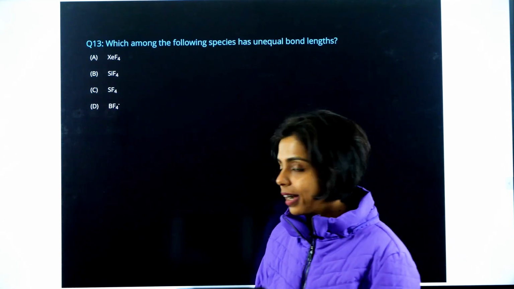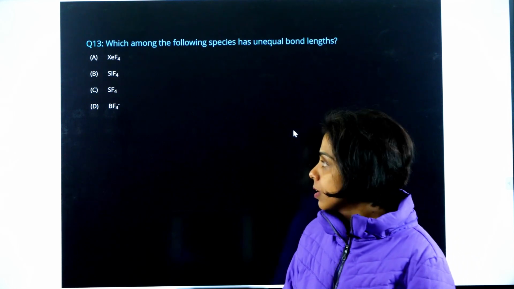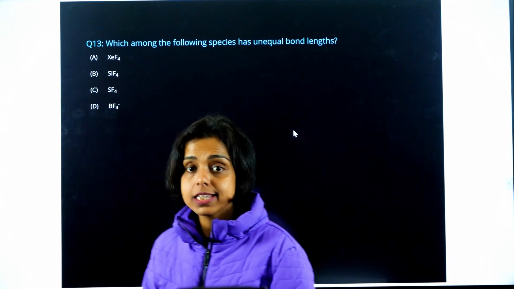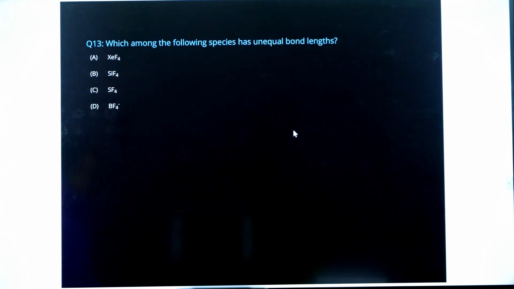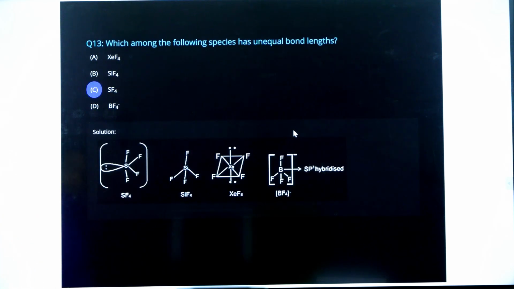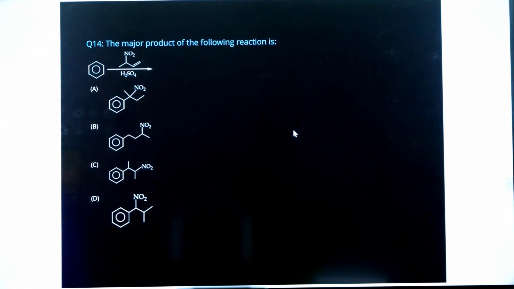And next, BF4 negative, again tetrahedral. So we'll mark our answer as C, sp3d hybridization, seesaw shape in SF4. Right? Okay, guys, let's move ahead.